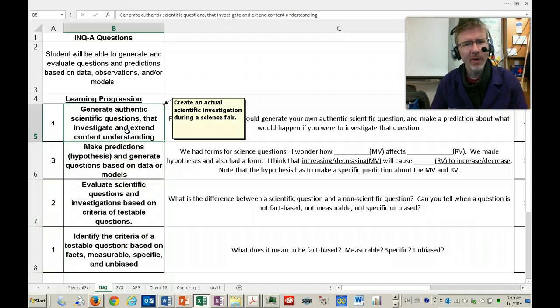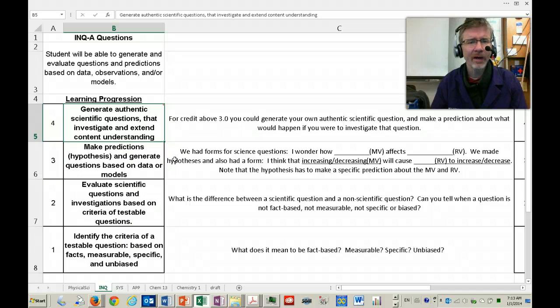Level 4, you want to write a project for me or for credit above 3.0. Generate your own authentic scientific question. Make a prediction about that. Tell me what would happen if you were to investigate that question.